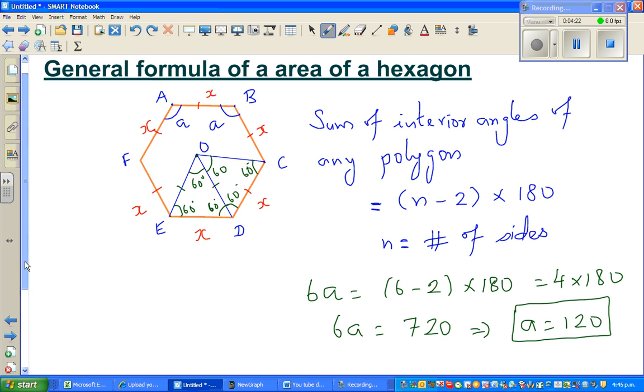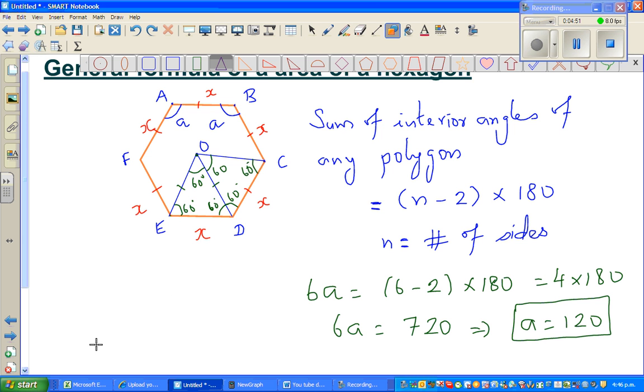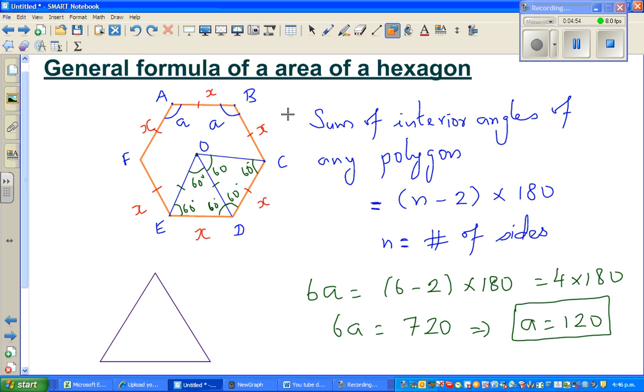So I want to prove that, first of all, if you can find the area of one triangle, then by multiplying by 6, we can find the area of the hexagon. Let me draw a rough sketch of an equilateral triangle. This is not looking neat, so let me draw a better one. So this is my equilateral triangle. As it's an equiangular triangle, all the sides are also equal. So if this is x, this is also x, and this is also x.